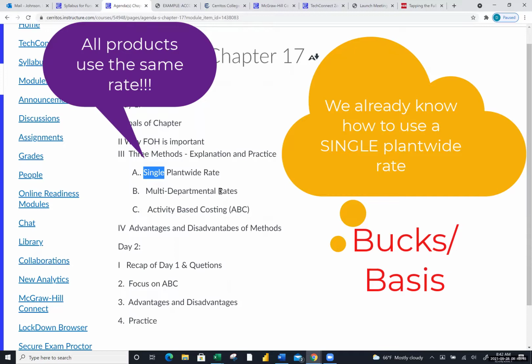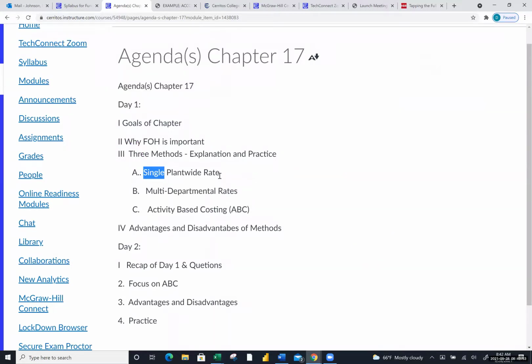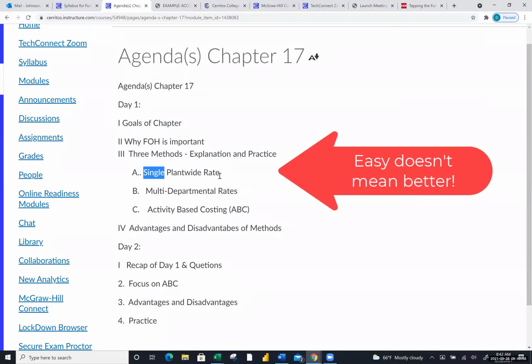GAAP says it's okay as long as the overhead gets flushed through the products. GAAP doesn't have a problem with it. But just because something is easy, you guys know this from your lives, just because something is easy doesn't necessarily make it the best choice. And that's what we find out with these overhead methods.